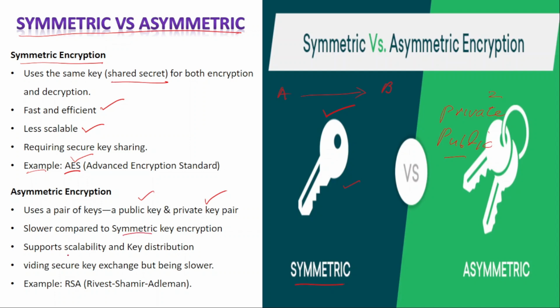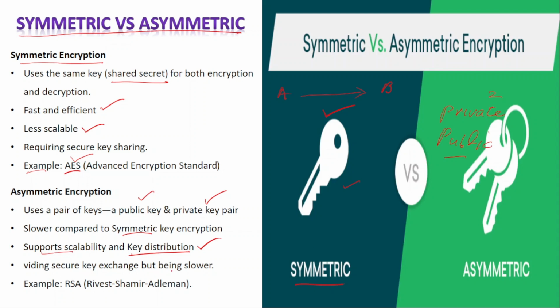It supports scalability and key distribution. Symmetric was less scalable, this is more scalable. And we were discussing secure key exchange. This challenge of secure key exchange is solved by asymmetric encryption. It helps in distribution of the symmetric key. We will see in a moment how it's done.